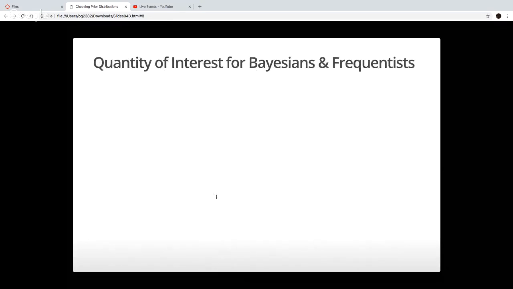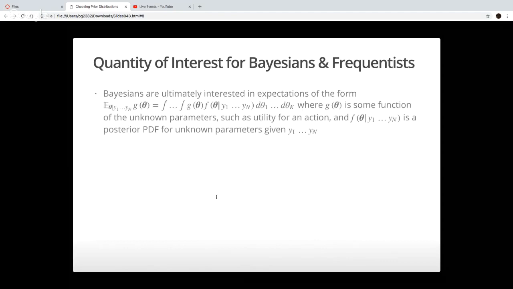So with Bayesians, it's all about seeking the posterior distribution, because we're ultimately interested in making decisions or conclusions by getting expectations of some function g. So g could be like utility or accuracy in estimating a parameter. And we want the expectation of that function with respect to the posterior distribution, the conditional distribution of the parameters given the data that we've actually observed.